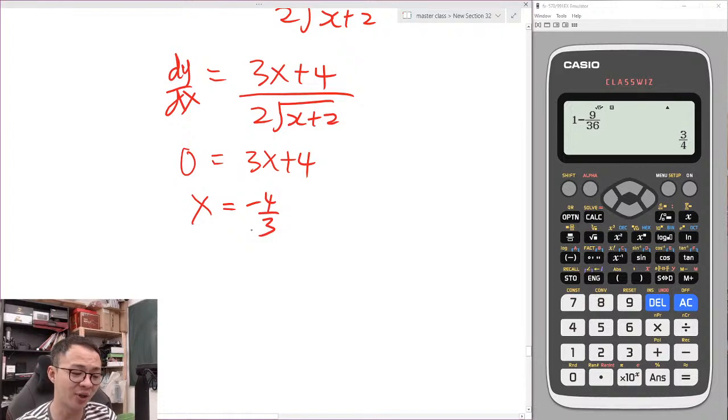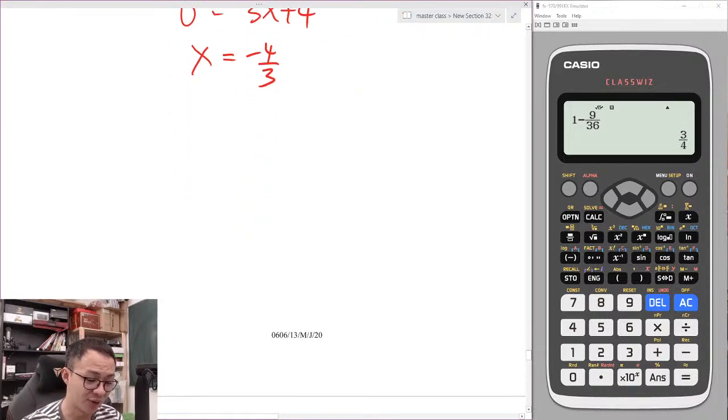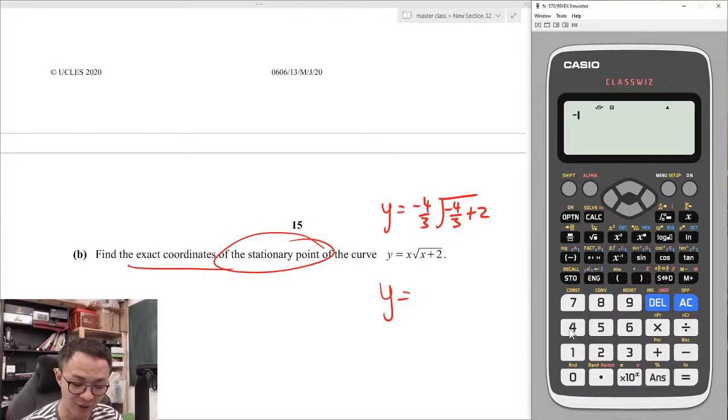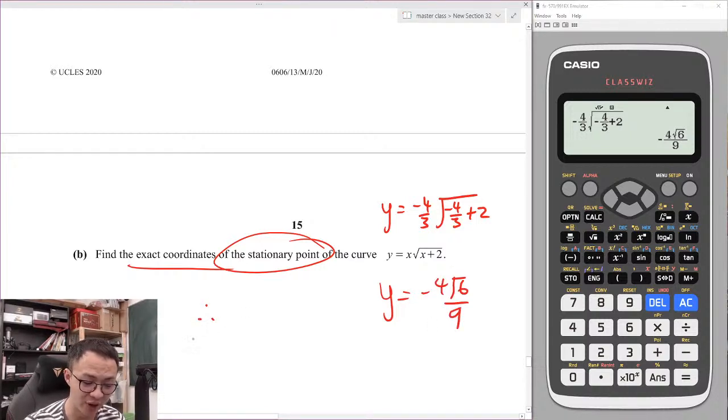But they want the coordinate, so I need x and y. Therefore, y equals negative 4 over 3 square root of negative 4 over 3 plus 2. This one you kind of use the calculator, and you can get the nice answer you want. Negative 4 over 3 plus 2. Yeah, you will get negative 4 square root 6 over 9. So the coordinate will be negative 4 over 3, negative 4 square root 6 over 9.